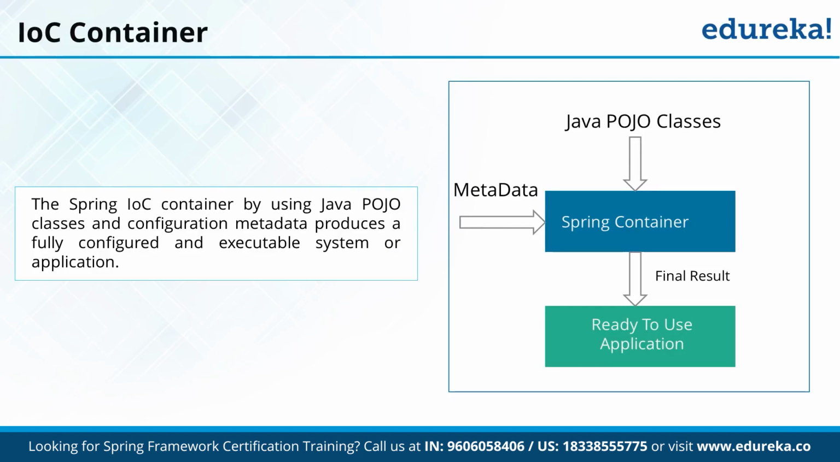So guys, the Spring IOC container, by using the Java POJO classes and configuration metadata, produces a fully configured and executable system or application, right? So what we are trying to say is that you write the POJO class, and you provide the metadata in the form of some XML configuration. You give it to the Spring Framework or the Spring container, and it will automatically give us the objects which we can use directly in our application, or you can say we got a ready to use application itself.